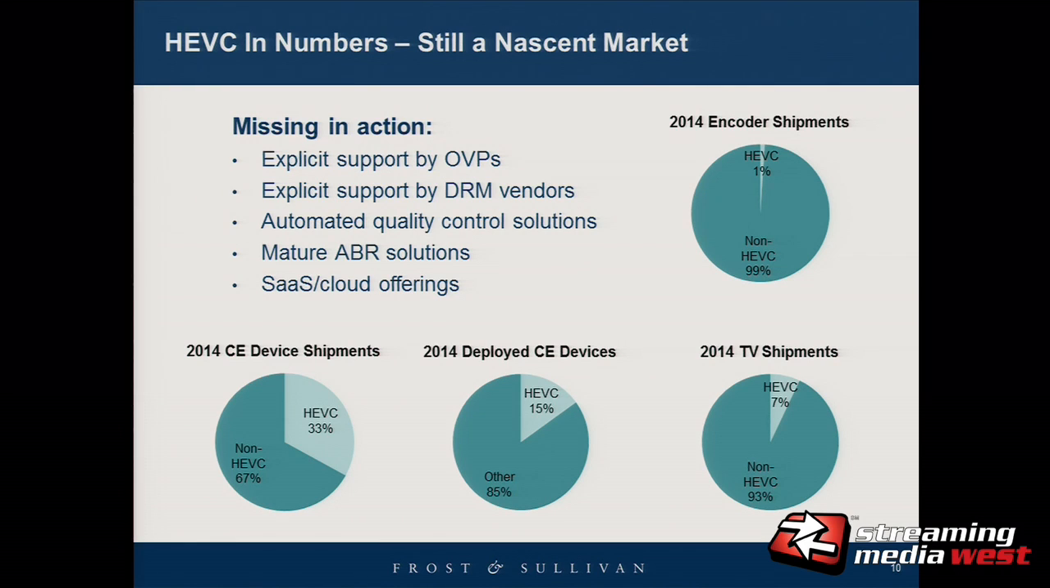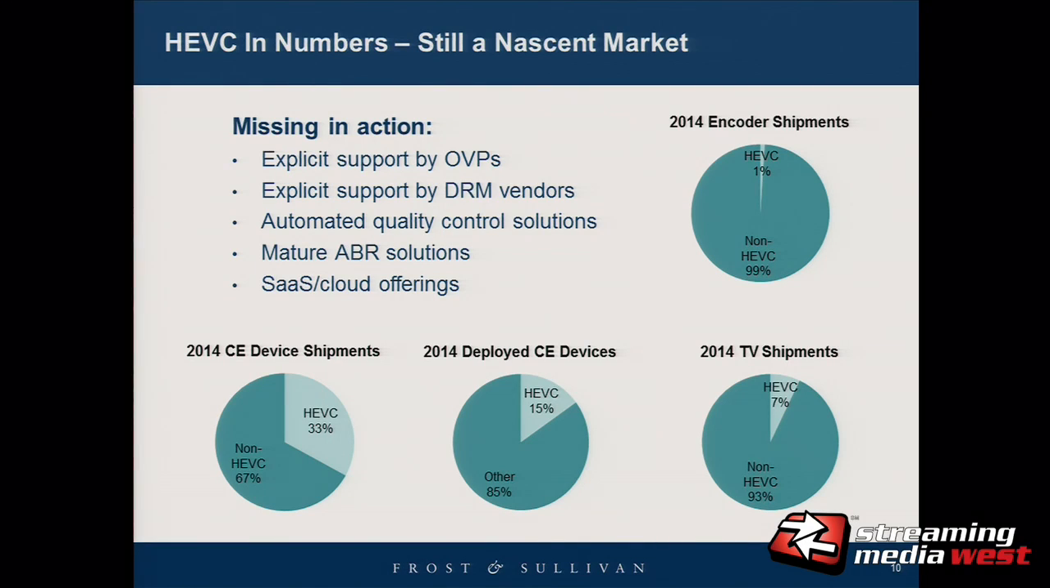Okay, so all that said, what did 2014 look like for HEVC? Less than 1% of encoders shipped were HEVC enabled. Much more than that was HEVC capable. If you have a software-powered encoder, you can upgrade the software and make it HEVC, but the densities are different. If you have an 8-channel AVC encoder, it's going to turn into a 1-channel HEVC encoder, all right? So the numbers are still very, very small.